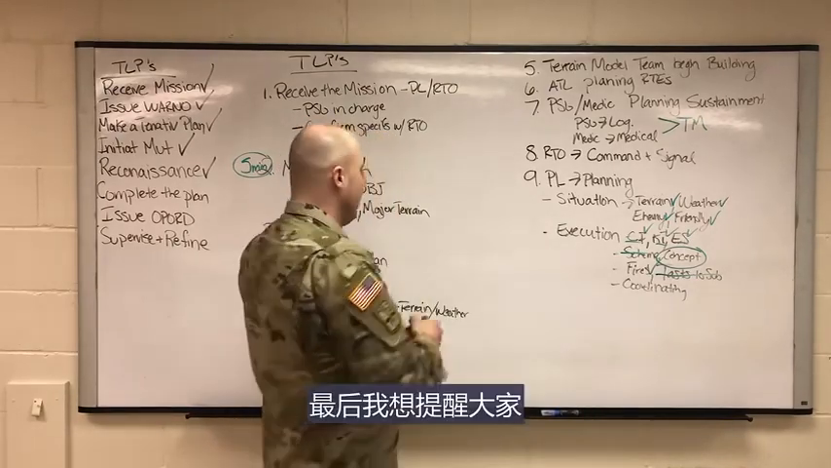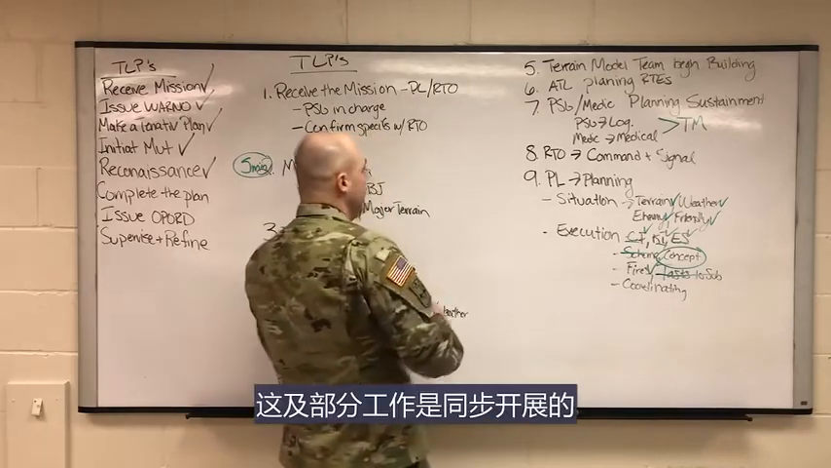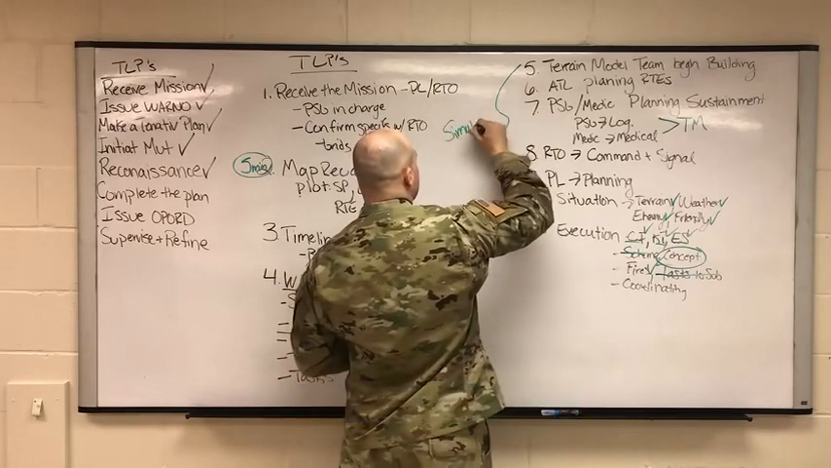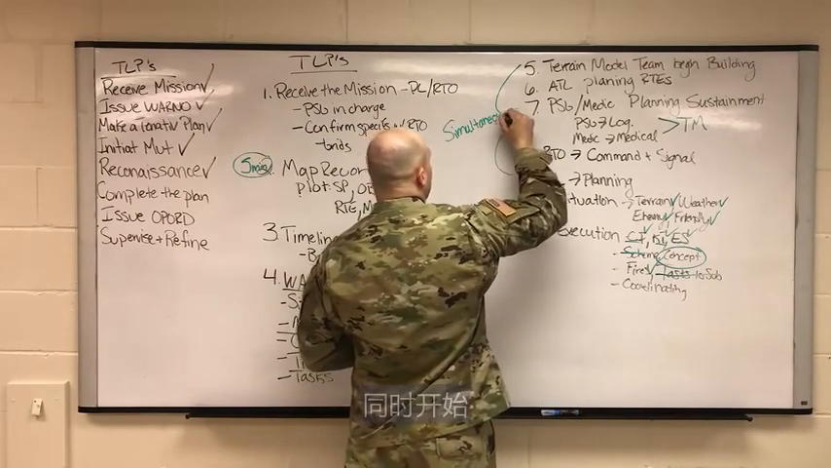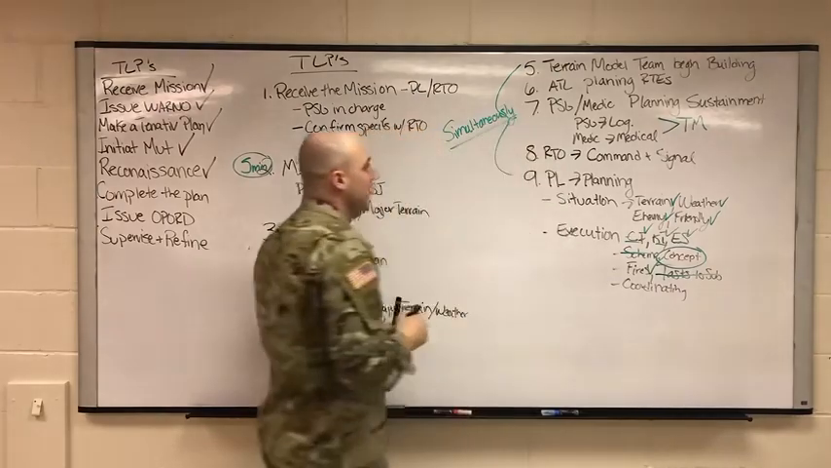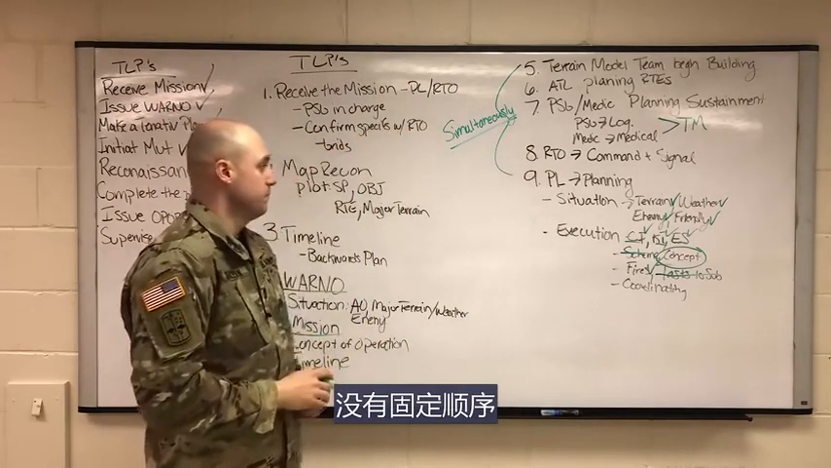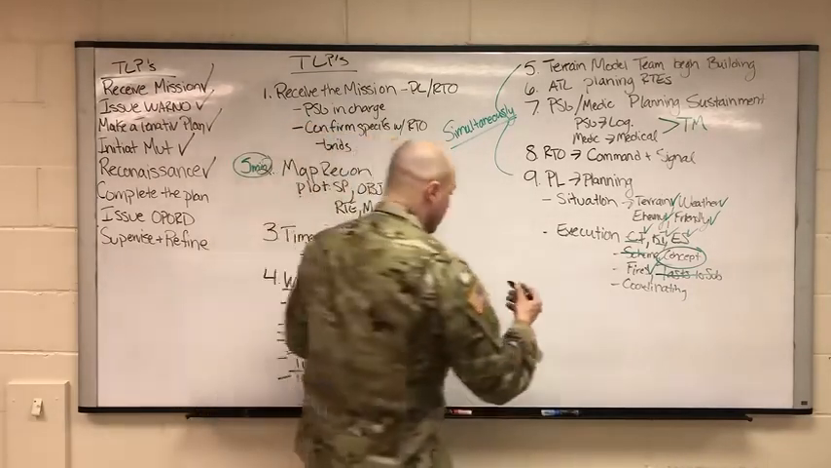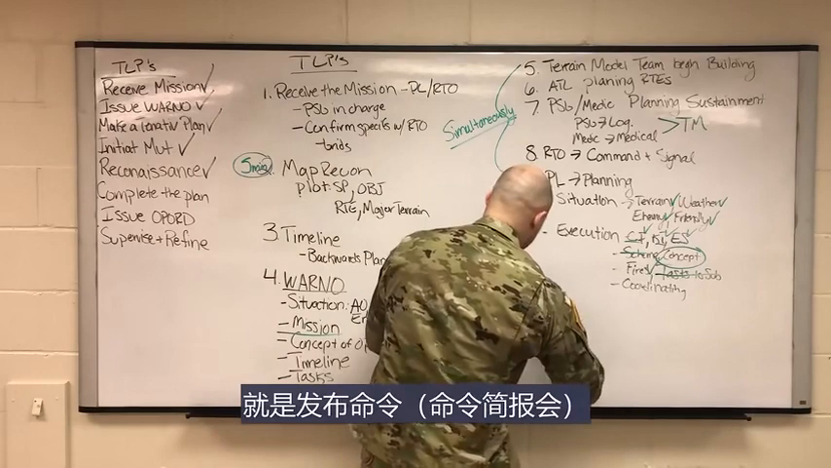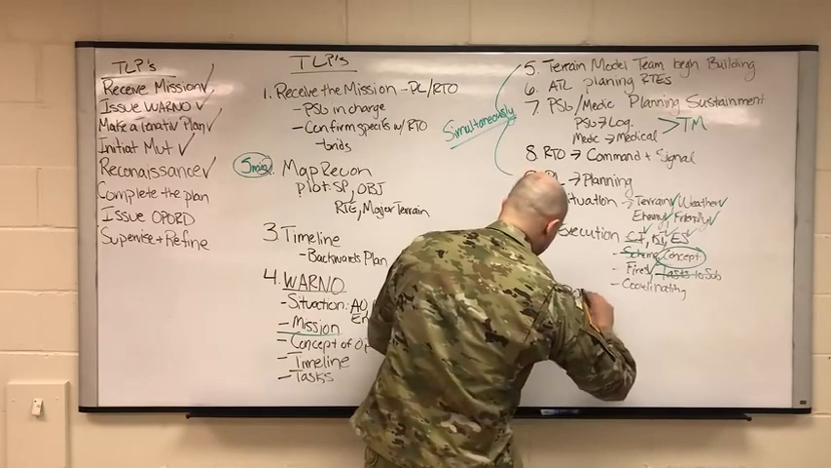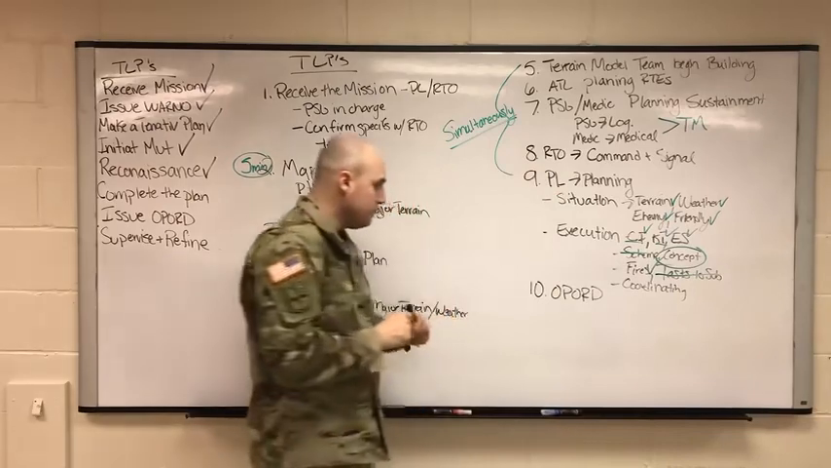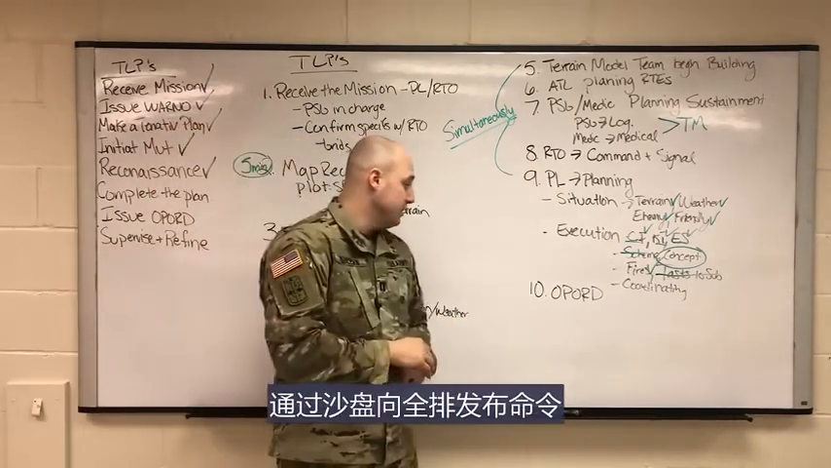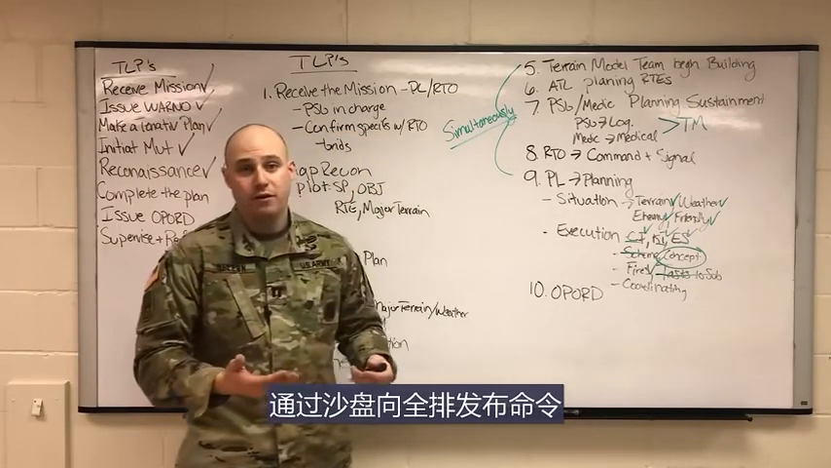Okay. Again, the last thing I want to mention is all these steps, really 5 through 9, they're all happening simultaneously. They're all happening together. Okay? And that's not in generic order. The last thing I'm doing, once my planning is complete and once I'm ready to brief, is I'm going to brief my order. I'm going to brief the operations order, okay? And I'm going to brief it to my platoon off the terrain model, all right?